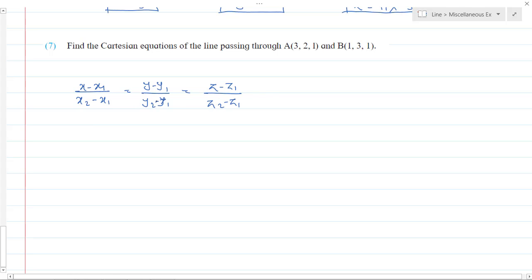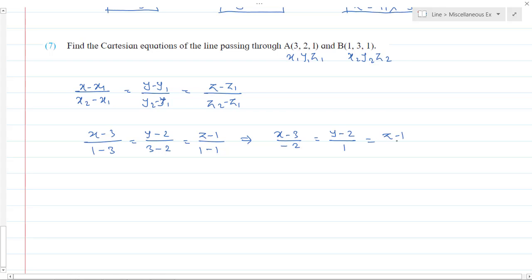If I take this point as x1, y1, z1 and this point as x2, y2, z2, what will I get? x minus 3 upon 1 minus 3 equals y minus 2 upon 3 minus 2 equals z minus 1 upon 1 minus 1. This implies x minus 3 upon minus 2 equals y minus 2 upon 1 equals z minus 1 upon 0. This is the answer to this question. This is our Cartesian equation of a line passing through these two points.